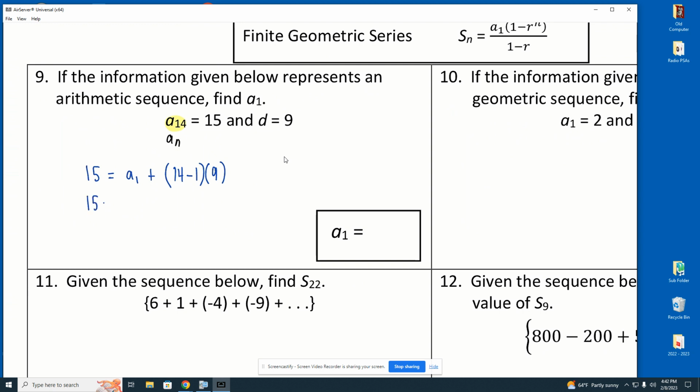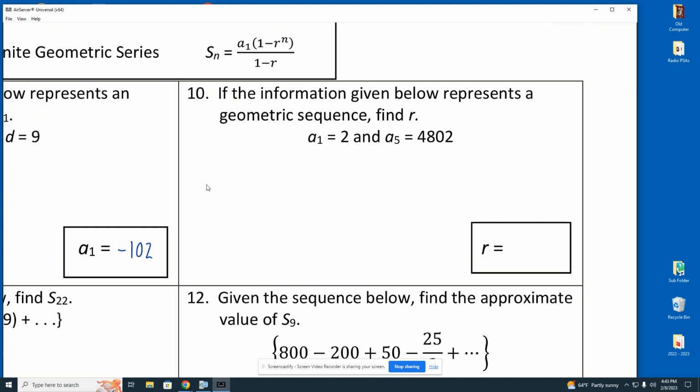So 15 equals a sub 1. And then I'm going to go type this in. 14 minus 1 is 13. 13 times 9 equals 117. So I have a sub 1 plus 117. So how am I going to solve for a sub 1? I'm simply going to subtract 117. So 15 minus 117 is negative 102. Your first term in this sequence is negative 102. All right, easy as can be.